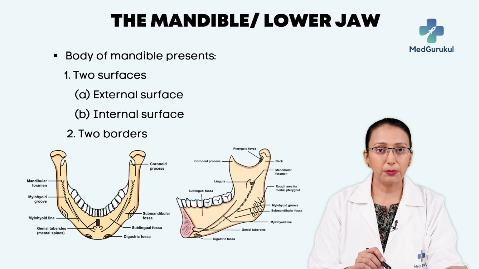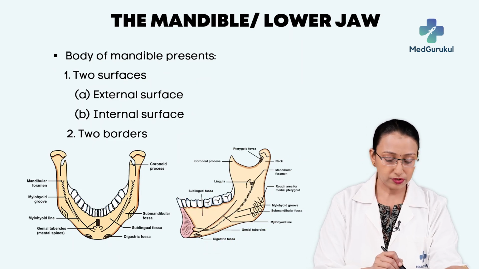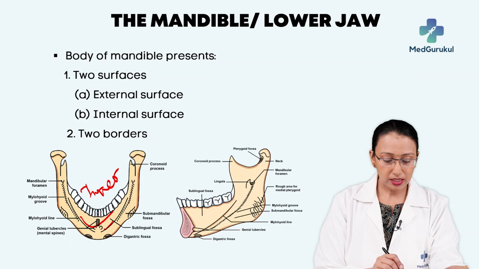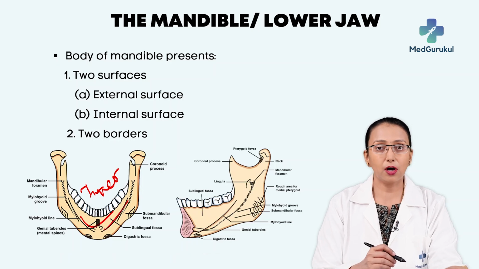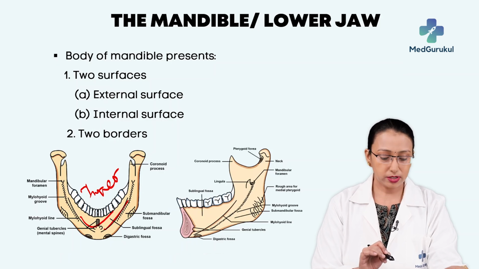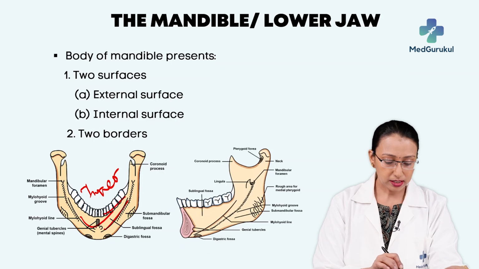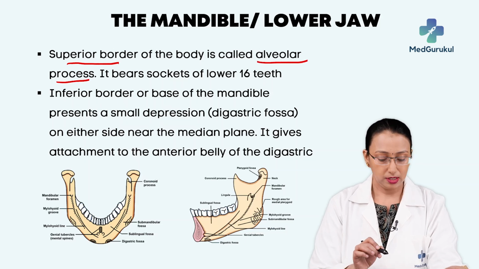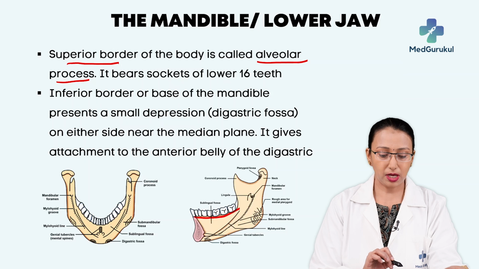Now the body of the mandible presents two surfaces. This is the inner view that we are seeing, so from the inner view, this will be the internal surface, and from the exterior, the outer surface. So it has two surfaces, external and internal, and two borders, the superior border and the inferior border. The superior border is also called the alveolar border or process, where the tooth sockets are present.